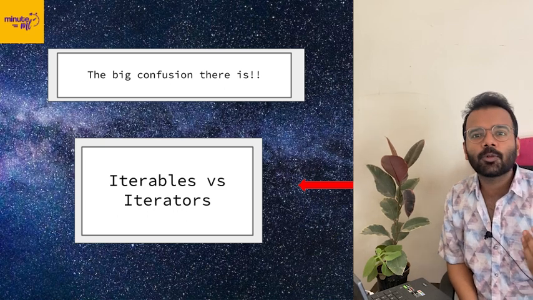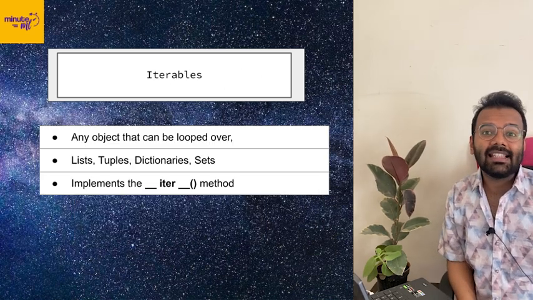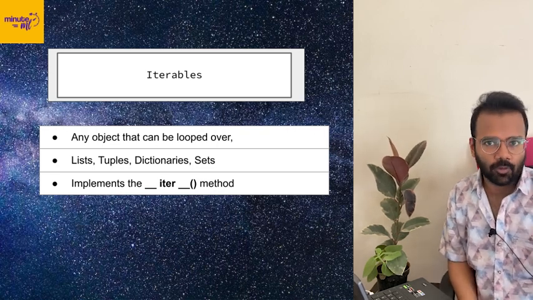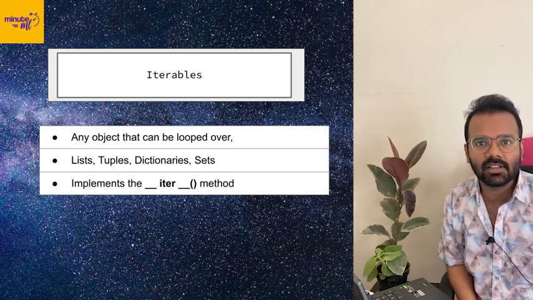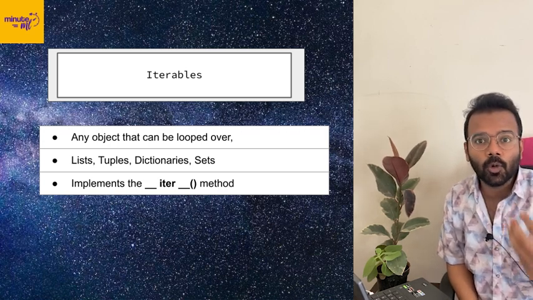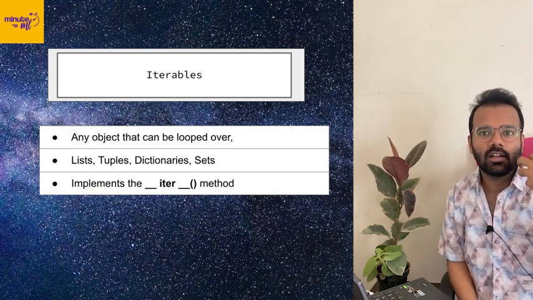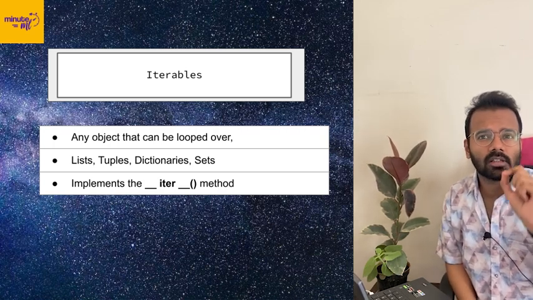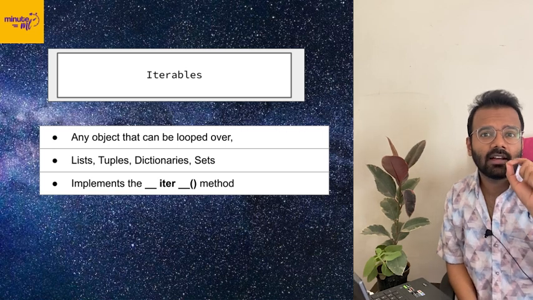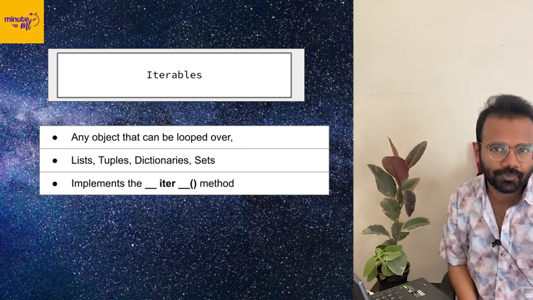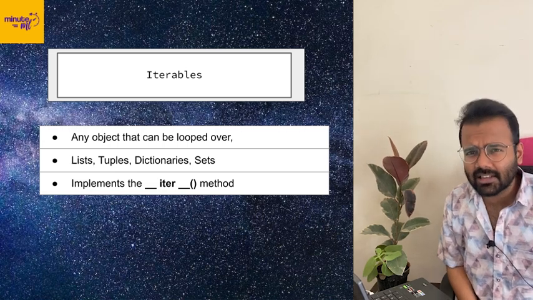So firstly, to start off with iterables. Any set of items or a collection of items that can be looped over using a for loop can be called iterables. So we have lists, tuples, dictionaries, sets and so on. All of them can be looped over and hence they are called iterables. The point to note here is, I'm sure you would have come across magic methods, and all iterables implement the double underscore iter method in them, which essentially returns an iterator object.